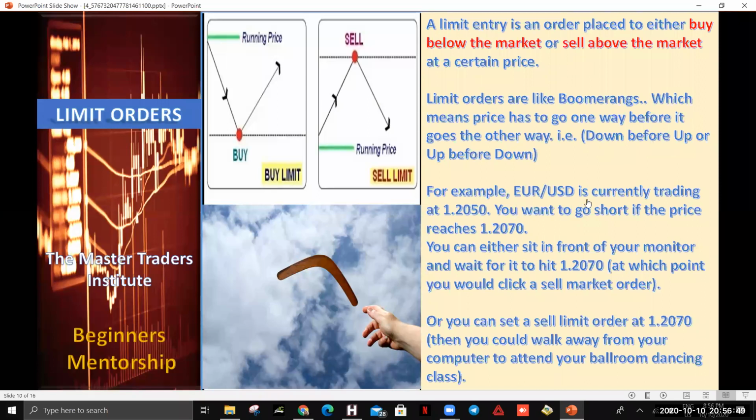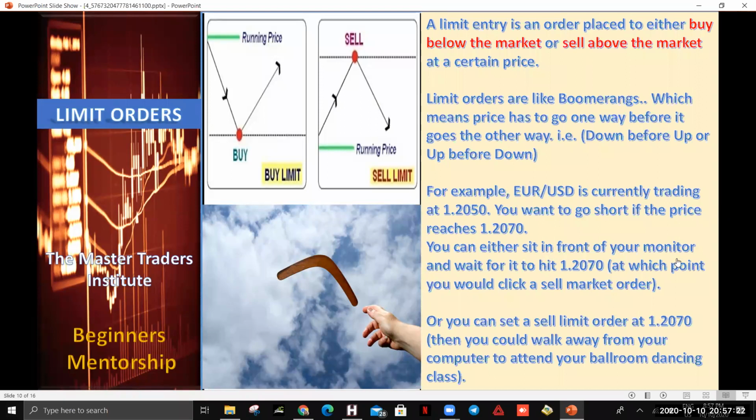For example, Euro USD is currently trading at 1.2050. You want to go short if the price reaches 1.2070. Do you understand what it means? You sell when the price has come up to 1.2070. At that time, the price is at 1.2050, but you're not going to sell. You wait for it to increase more to 1.2070, then you can place a sell order. That's what the sell limit order is.